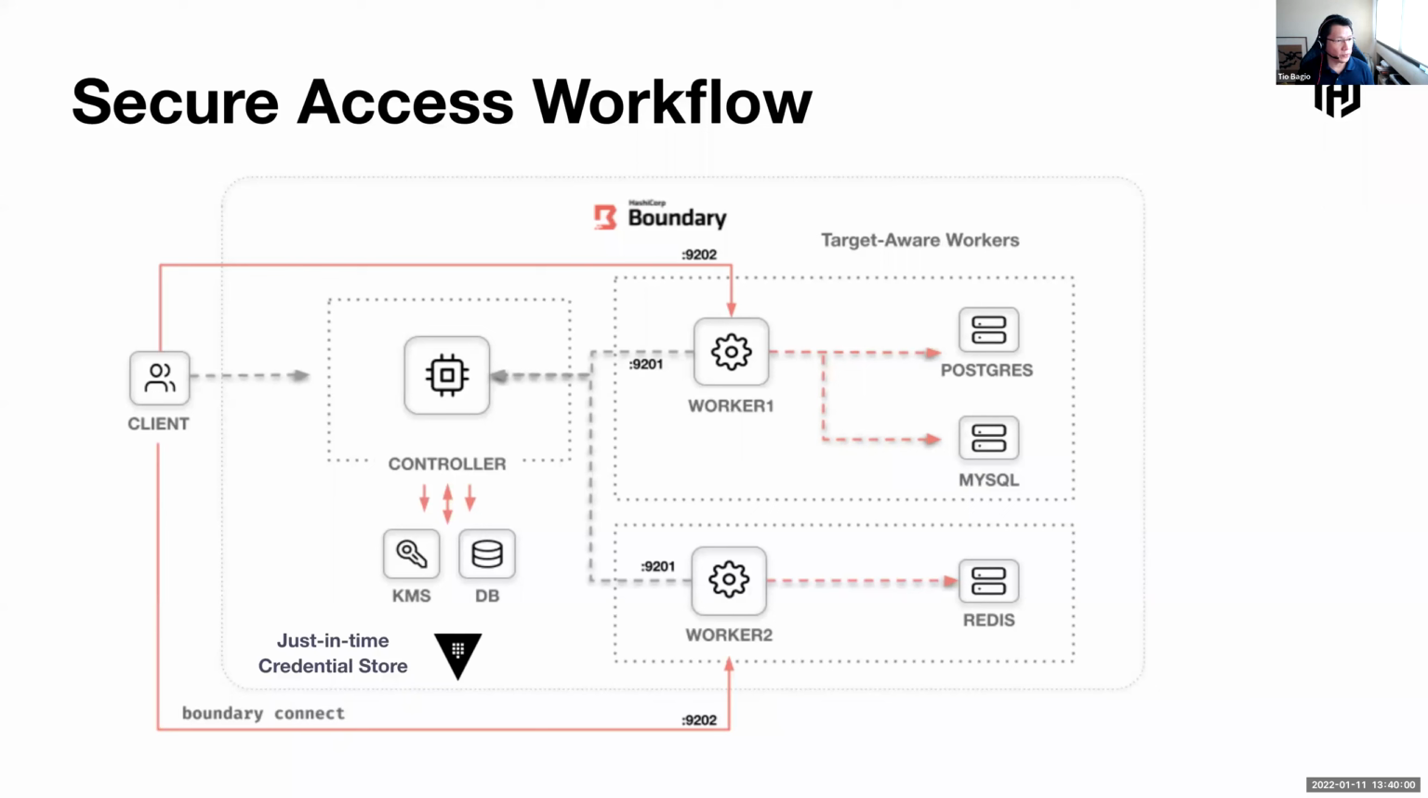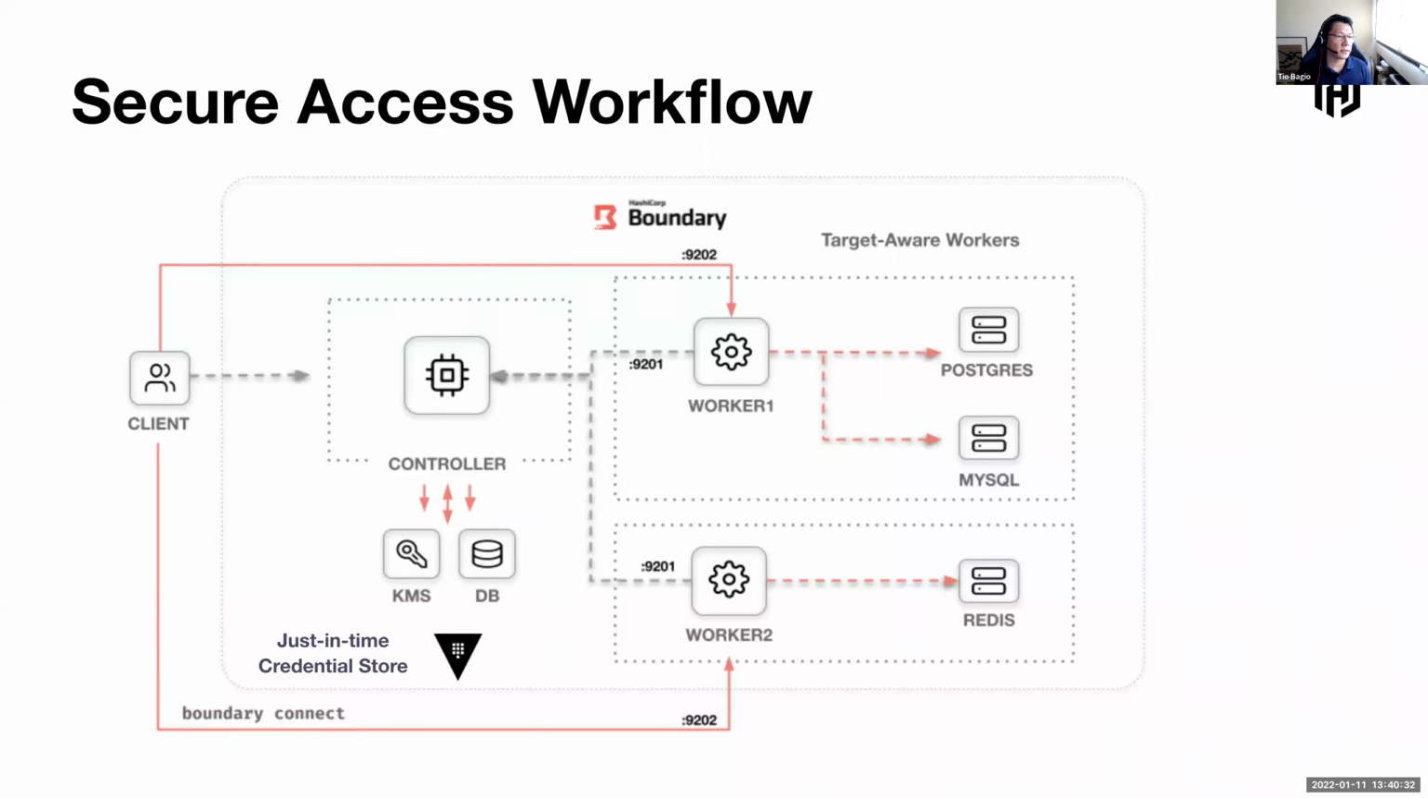When users connect to a target, the Boundary worker opens up a listening port through which users can make an authenticated session. The worker will ask the controller for authorization, and upon checking, the controller gives back that authorization. At the same time, the controller is going to ask the credential store to retrieve users' credentials. Boundary, in this case, makes use of Vault as a just-in-time credential store.